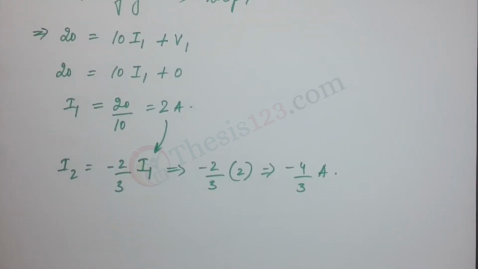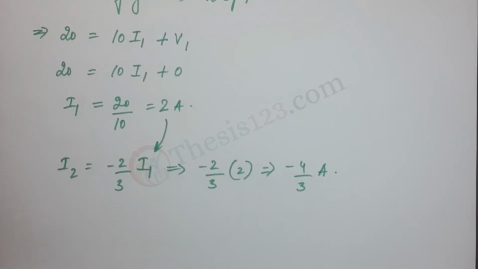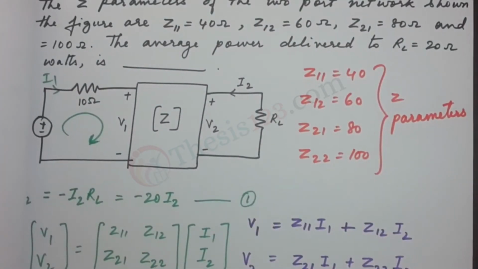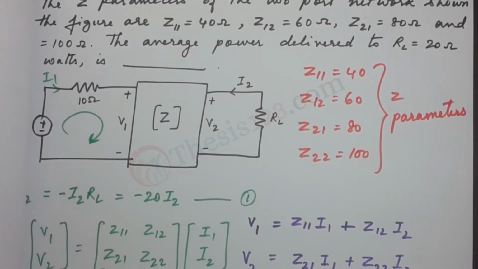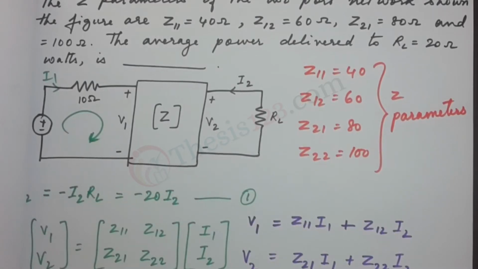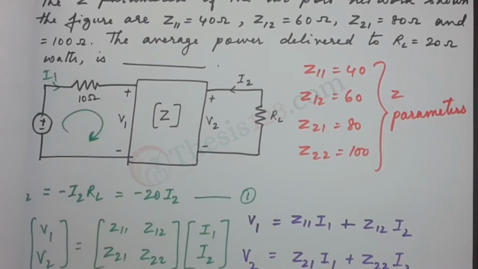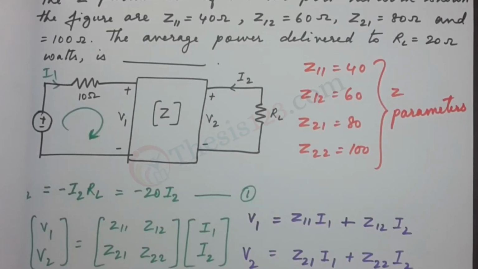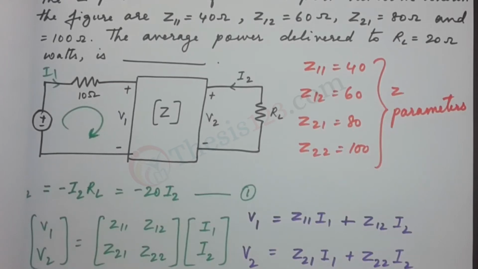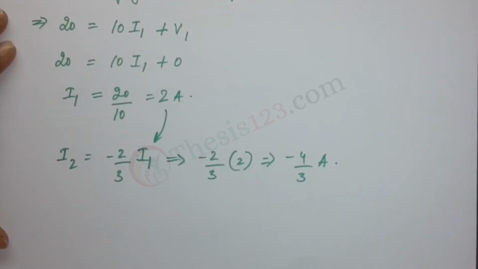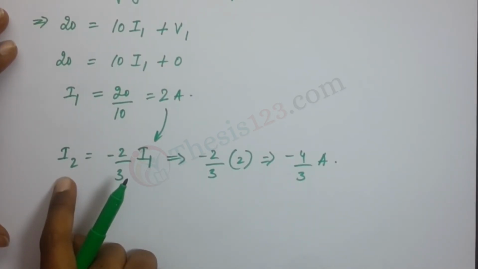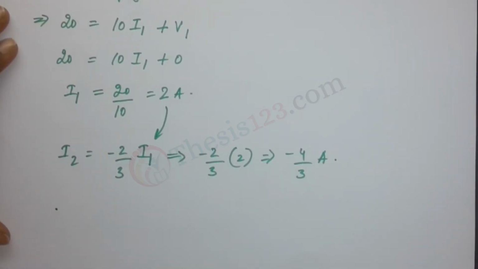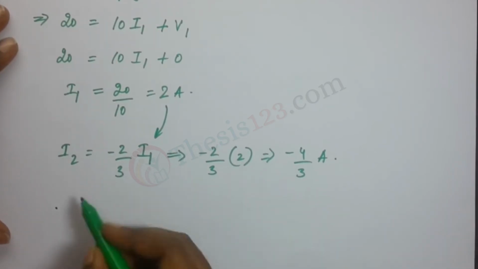Now the question talks about the power delivered to the load resistance RL. So the power equation is VI. So the voltage and the current across that resistance is what we need. And we see from the figure that the voltage is V2 and the current is I2. We have our I2 here. We also have the relation of V2. Right, so in fact, we don't need V2. Let's just use RL instead.